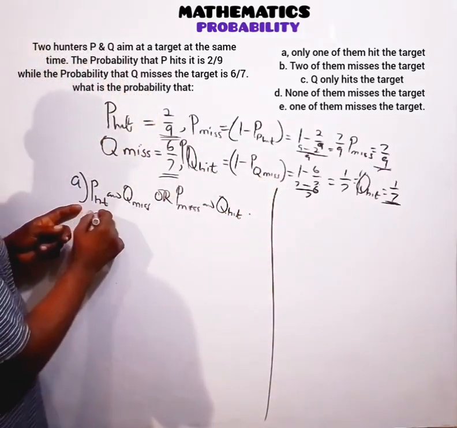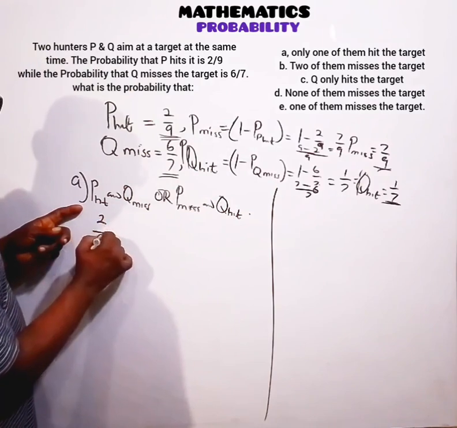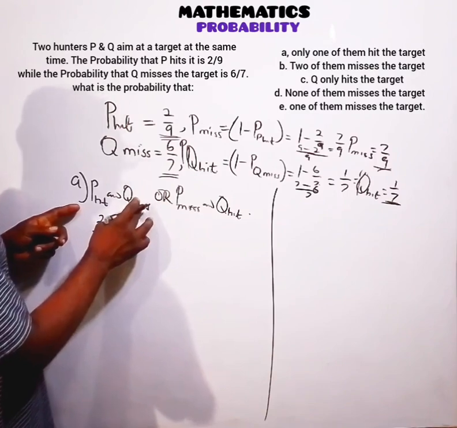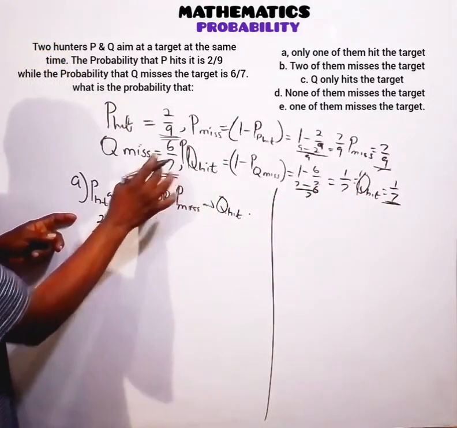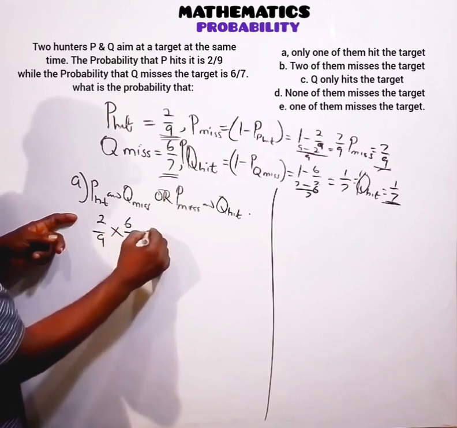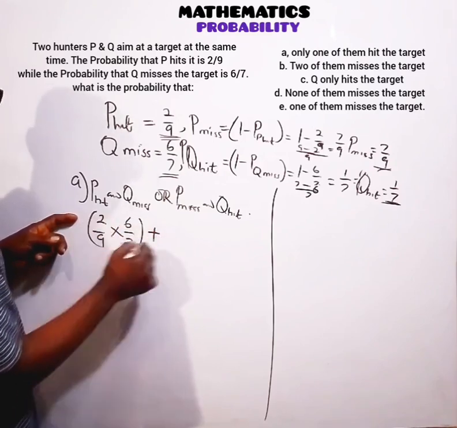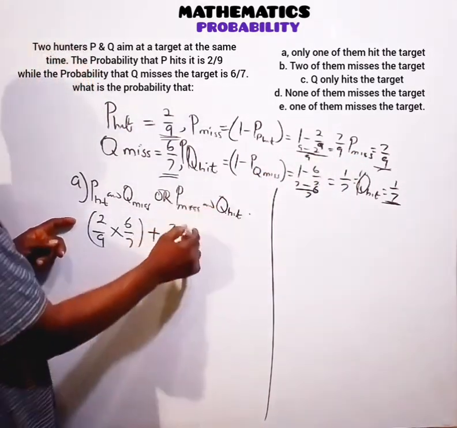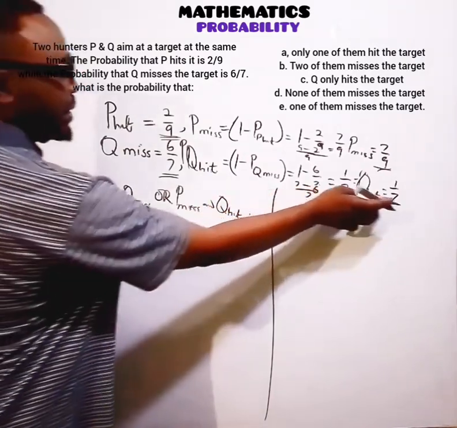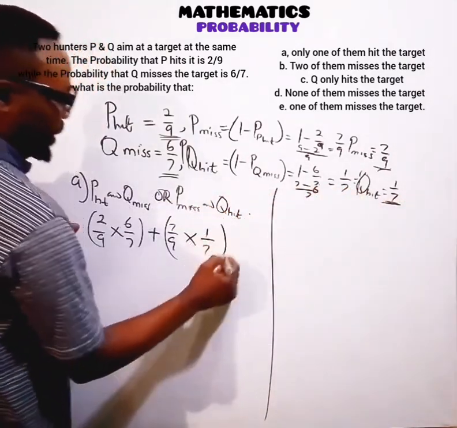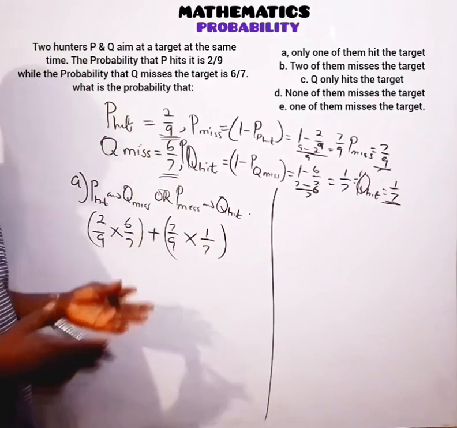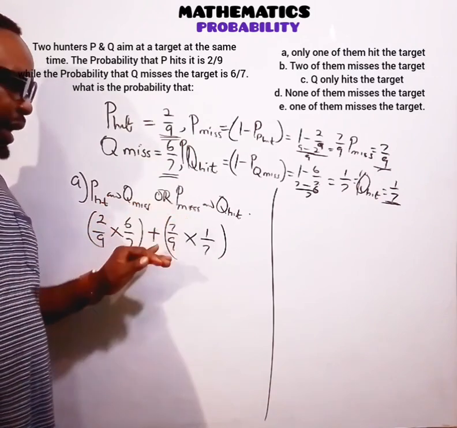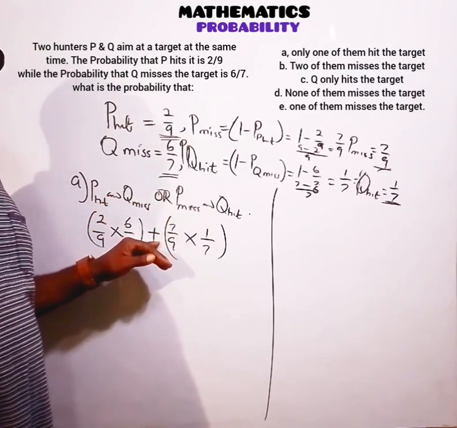So P hits the target, that is 2 over 9, and that is multiplication, Q misses the target, that is 6 over 7, or plus P misses the target, that is 7 over 9, and multiplication, Q hits the target, that is 1 over 7. I think you know that this is very simple to approach. You can see that where we have the 'and', I put multiplication there, and where I have the 'or', I put the addition.